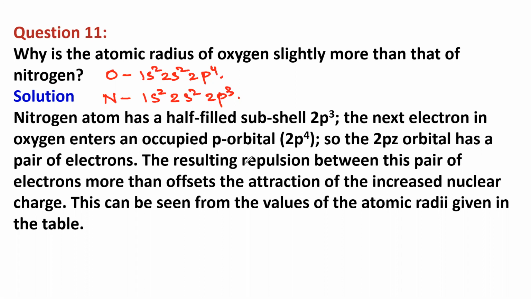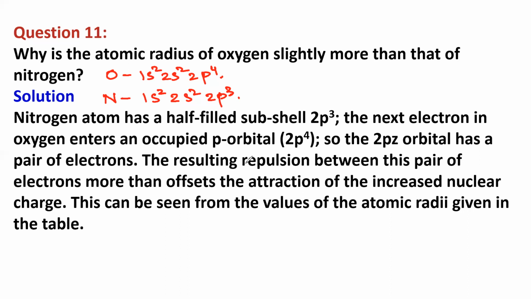So the nitrogen atom has a half filled subshell of 2p3. The next electron, in oxygen, enters an occupied p orbital, that is 2p4. So the 2pz orbital has a pair of electrons. The resulting repulsion between this pair of electrons more than offsets the attraction of the increased nuclear charge. This can be seen from the values of atomic radii given in a table. As we move from left to right, you have to observe carefully while writing the periodic trends, because in the examination they will ask only periodic trends, not any other topic. So for metals, periodic trends; for non-metals, periodic trends are over. Now we will discuss the next question.